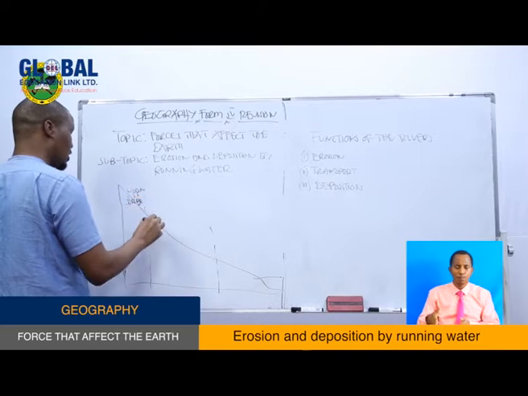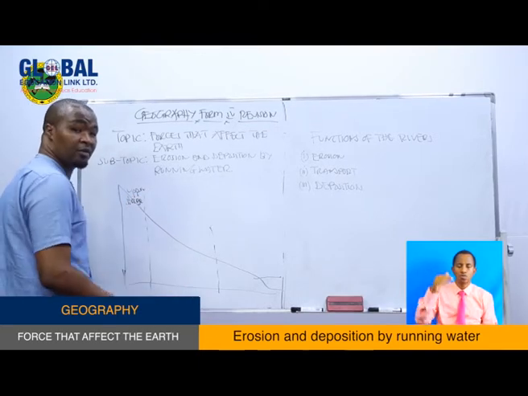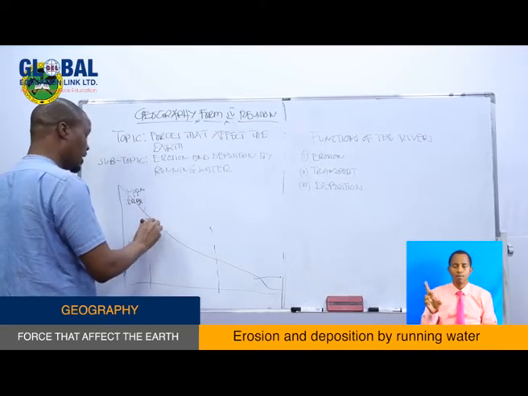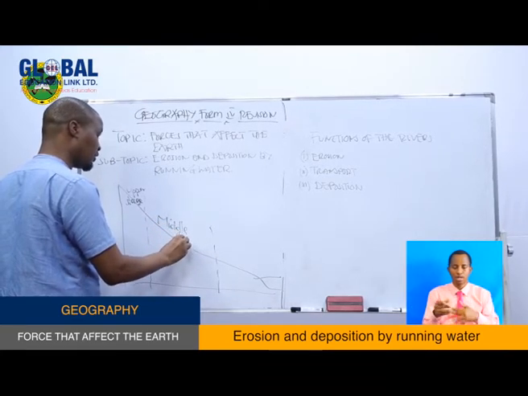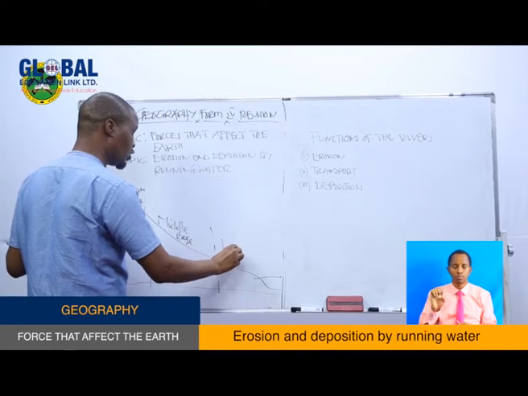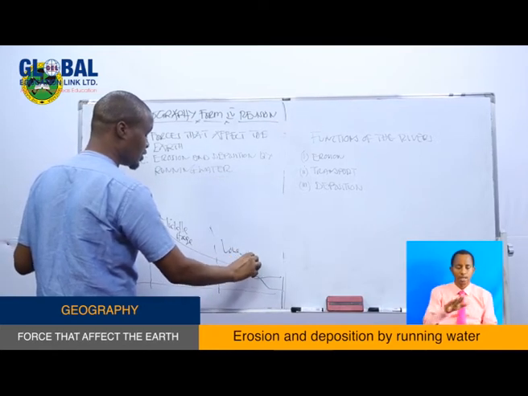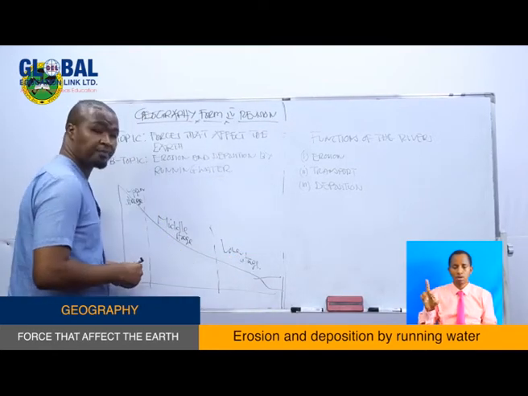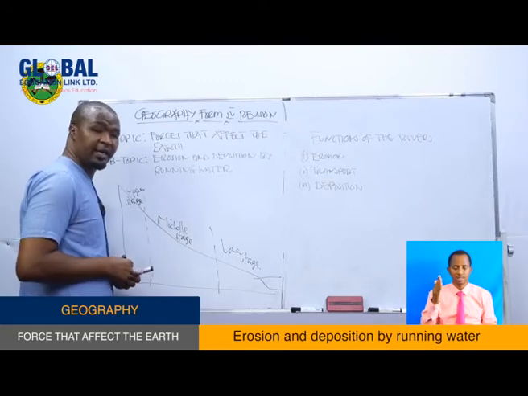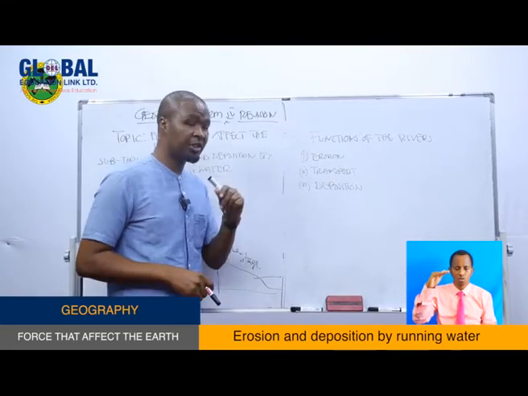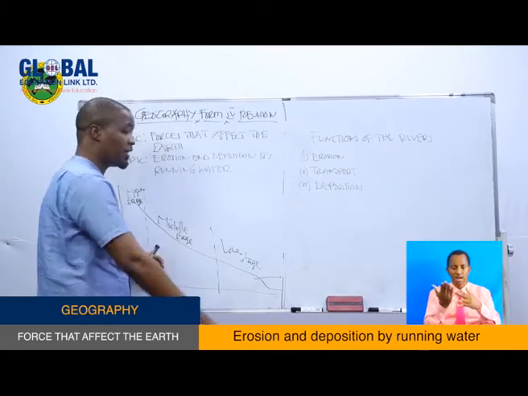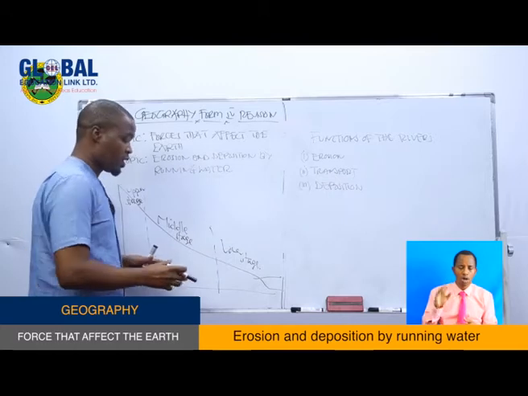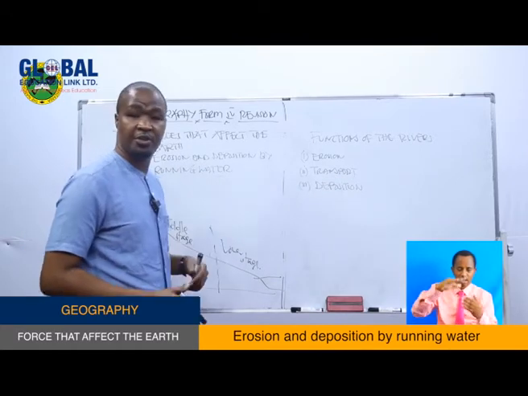This is a long profile of the river development. It means we have the upper stage, we have the middle stage, and then we have the lower stage. Are you with me? The point is, at the upper stage, it is where erosion is dominant. At the middle stage right here, it's where transport is dominant. And at the lower stage, it's where deposition is dominant.